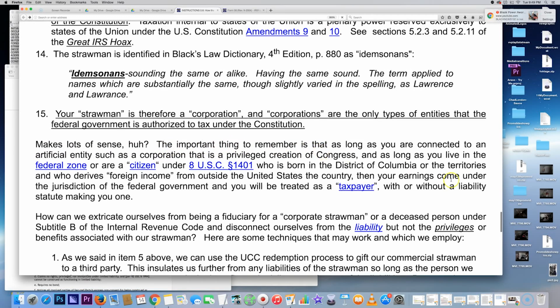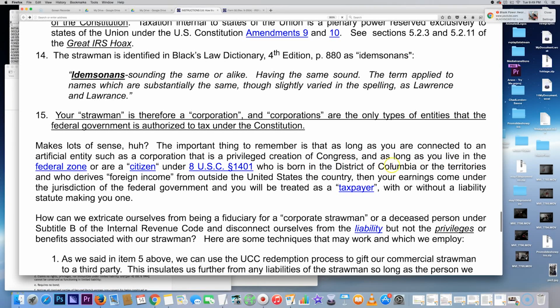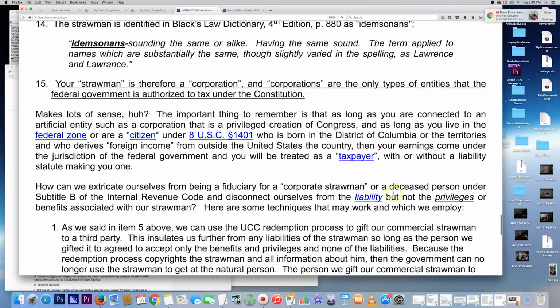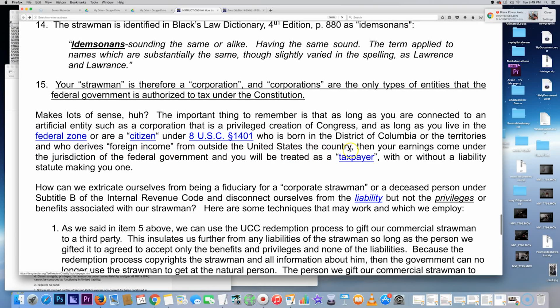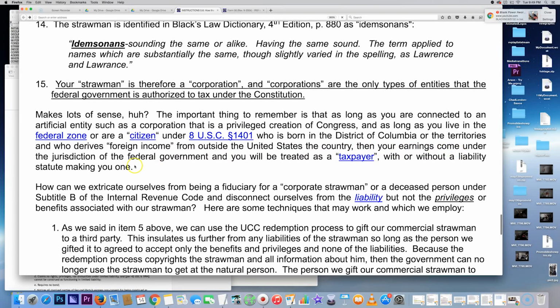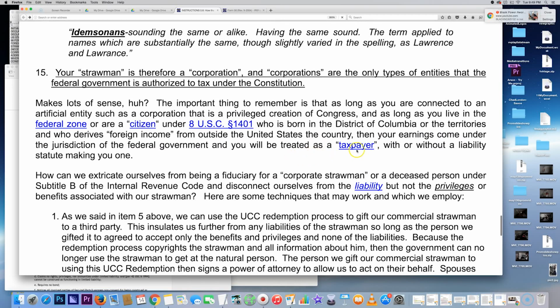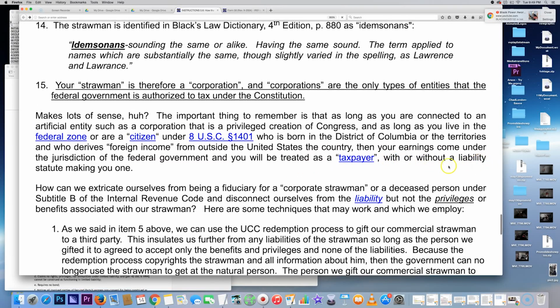The important thing to remember is that as long as you are connected to an artificial entity such as a corporation, that is a privileged creation of Congress. And as long as you live in the federal zone, or as a citizen under United States Constitution Code 8, Section 1401, who was born in the District of Columbia or the territories and who derives foreign income from outside the United States, then your earnings come under the jurisdiction of the federal government, and you will be treated as a taxpayer, with or without a liability statute making you one.